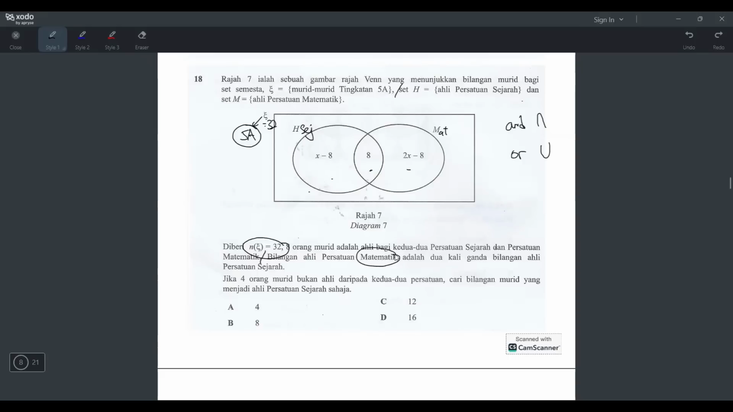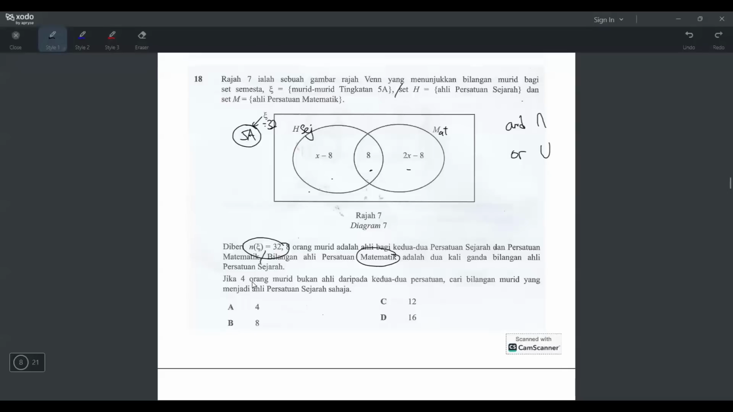Okey, next one. Bilangan ahli persatuan matematik. Okey, dia tak cakap only ya. Dia tak kata sahaja. Dia kata ahli persatuan matematik. Dia tak kata ahli matematik sahaja. Dia kata ahli matematik. So nanti be careful. Okay, ahli persatuan matematik adalah 2 kali ganda bilangan ahli persatuan sejarah.